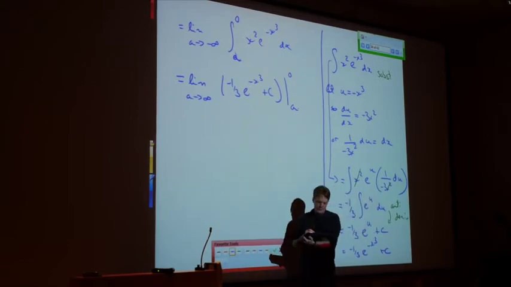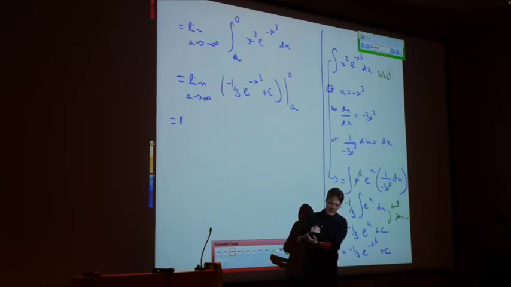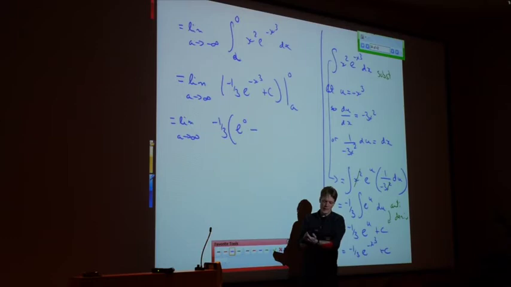That's good. And we just keep copying this limit. We haven't done anything with it yet. We can't do anything with it yet. We need to get an expression first. So negative 1/3 and everything here. Upper limit first, e to 0 minus e to the minus a cubed. And if you like, plus c minus c.